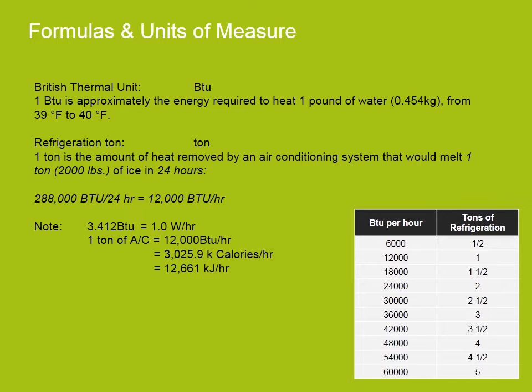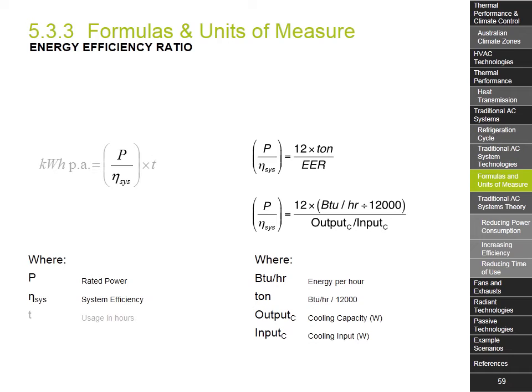A refrigeration ton is the amount of heat removed by an air conditioning system that would melt 1 ton of ice in 24 hours, and is equal to 12,000 BTU per hour. When converted into the metric system, 1 ton of air conditioning is equal to 12,661 kilojoules per hour. The EER and the COP are essentially values for efficiency.